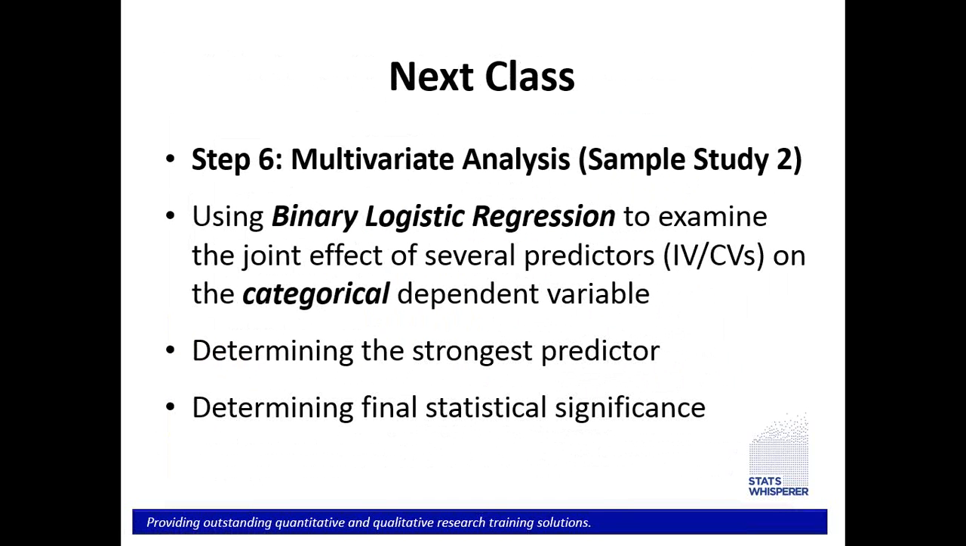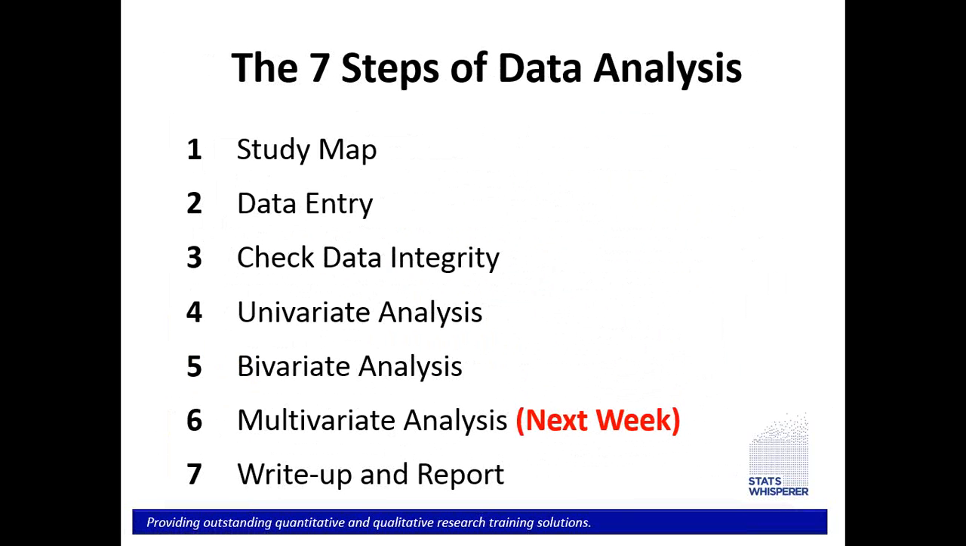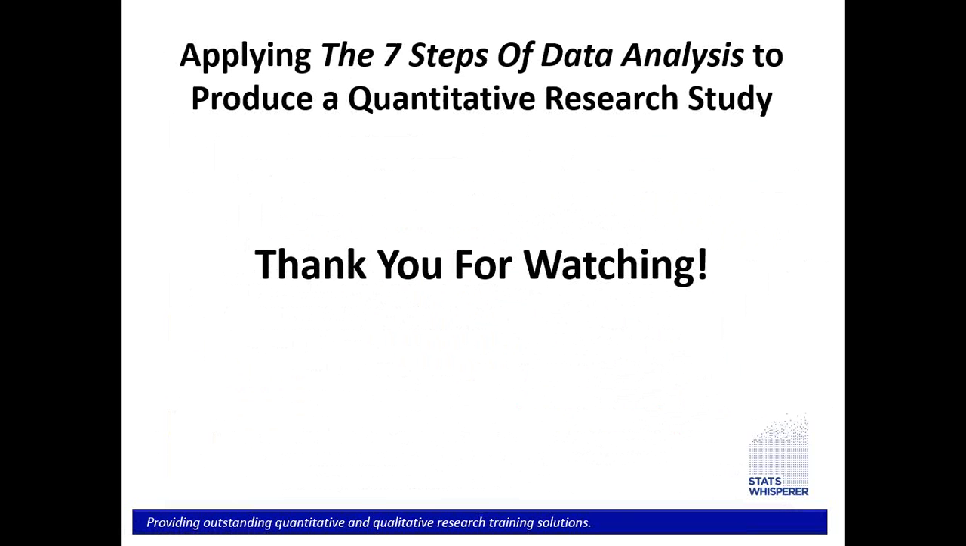All right, next class, we're going to do step 6 multivariate analysis for sample study 2, where we'll use binary logistic regression to examine the joint effects of the predictors on the categorical dependent variable. We're going to determine the strongest predictor and the final statistical significance, which will be, again, next week's completing step 6 multivariate analysis.